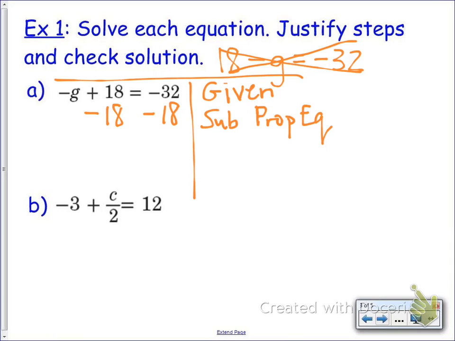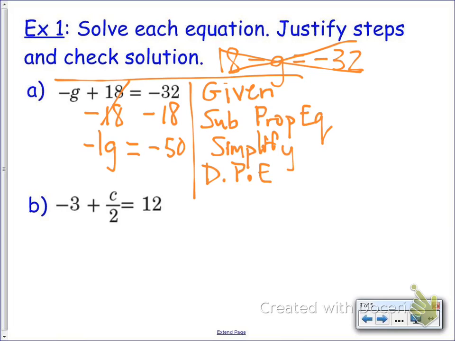And then you simplify that, so you get negative g, which is actually the same as negative 1g, is negative 50. So how do I get g by itself? Well, if it's negative, it's being multiplied by negative 1. So, by the way, that was simplify. So now I'm going to use the division property of equality, and I'm going to divide both sides by negative 1. So I get g equals 50. G equals positive 50 by simplifying. Okay, so that's how your problem should look on your assignment.